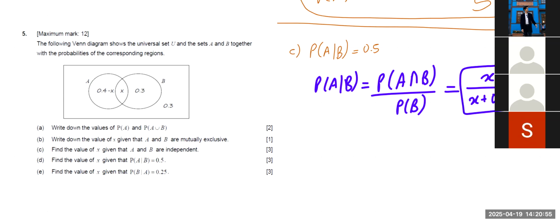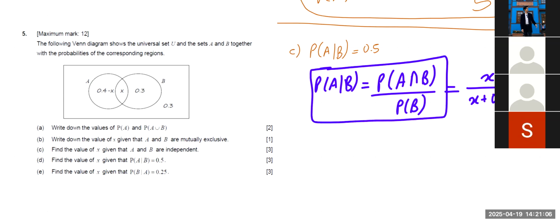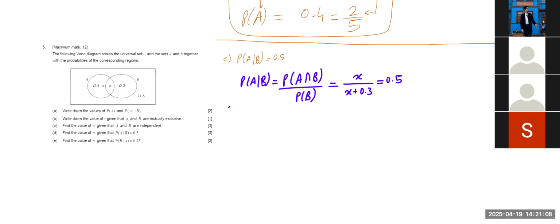Does this make sense? So whenever someone asks you to find a conditional probability or gives you a value for it, remember that this is the formula you need to use. Okay? Perfect. So we just need to solve that equation now.